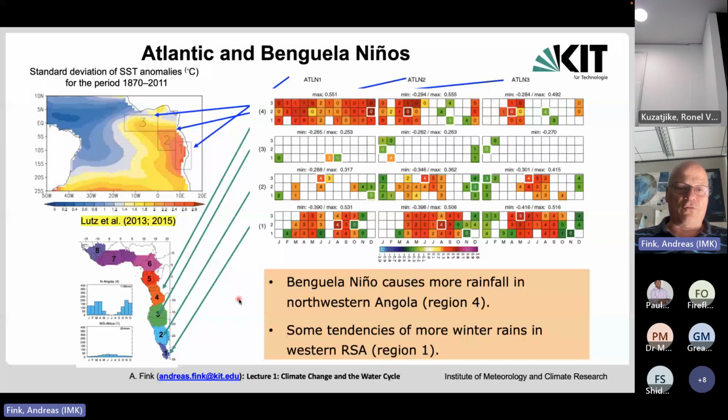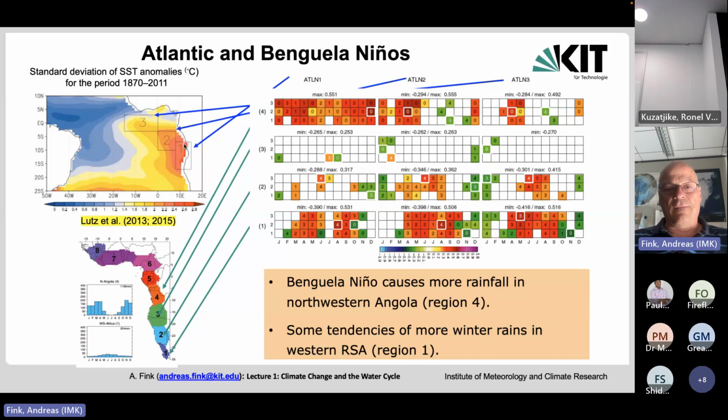Here on the impact of rains on the West African coast. Region number 1 is the Western Cape region, 2 is in southern Namibia, 3 is between northern Namibia and southern Angola, and 4 is in northern Angola. And what you see here is Atlantic 1 is this region, Atlantic 2 is this region, Atlantic 3 is this region. And let's have a look into this. 1, 2, 3, 4 means this region, the region 2, the region 3, and the region 4.